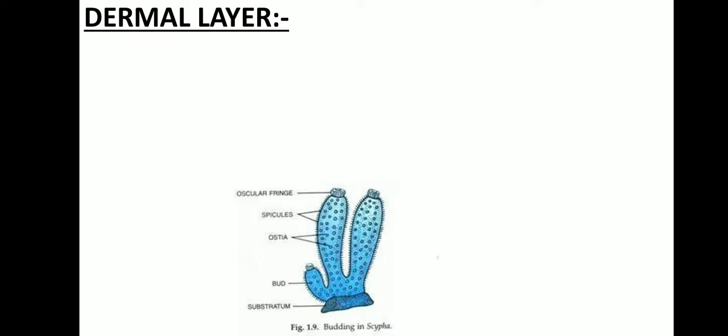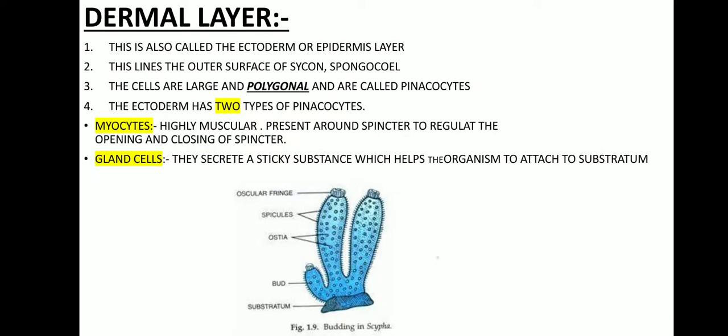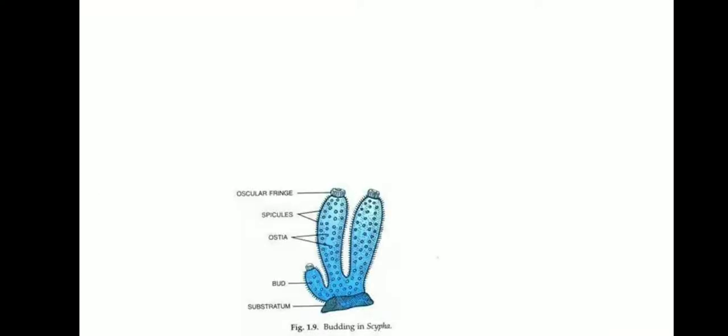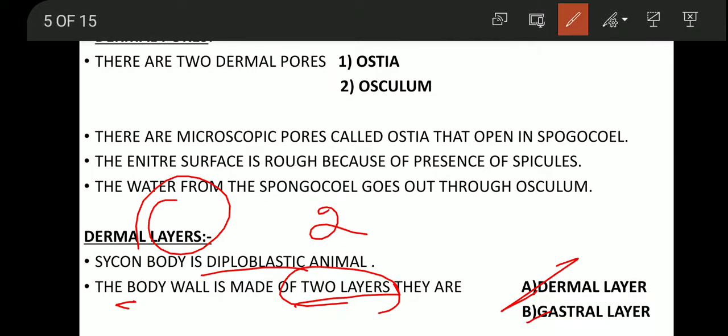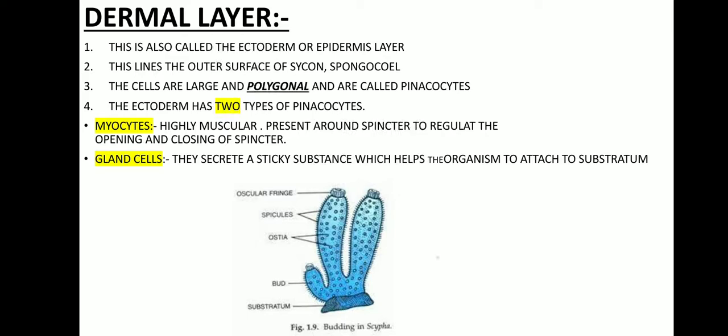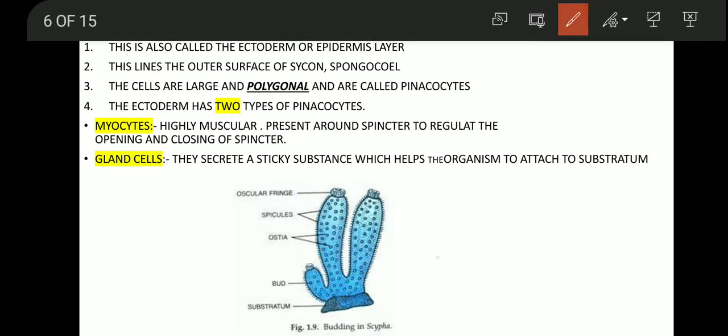Now we'll talk about the dermal layers. We know that there are two dermal layers, ectoderm and endoderm. We are now talking about the first dermal layer, the ectoderm. The dermal layer is also called ectoderm or epidermis. It lines the outer surface of Sycon and the spongocele.